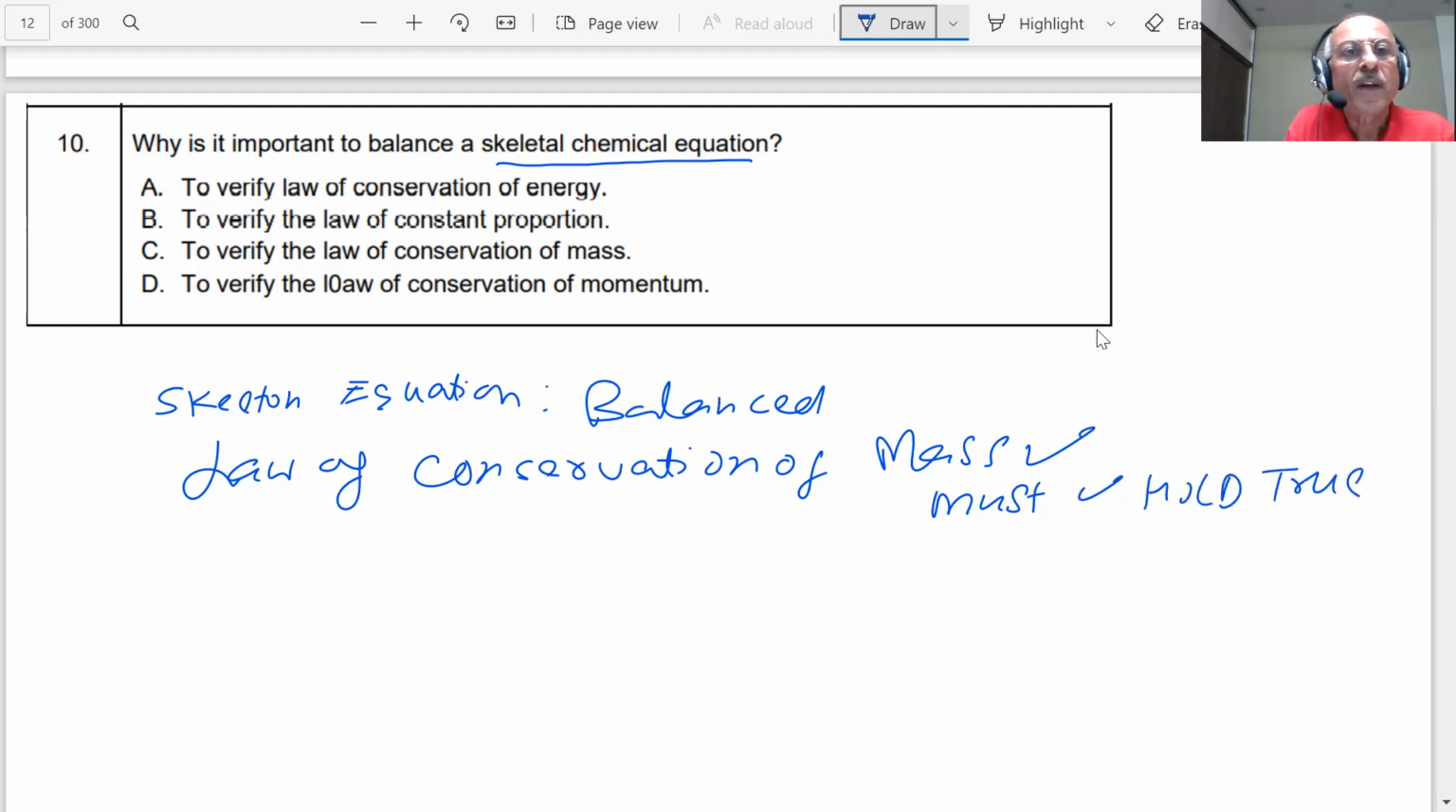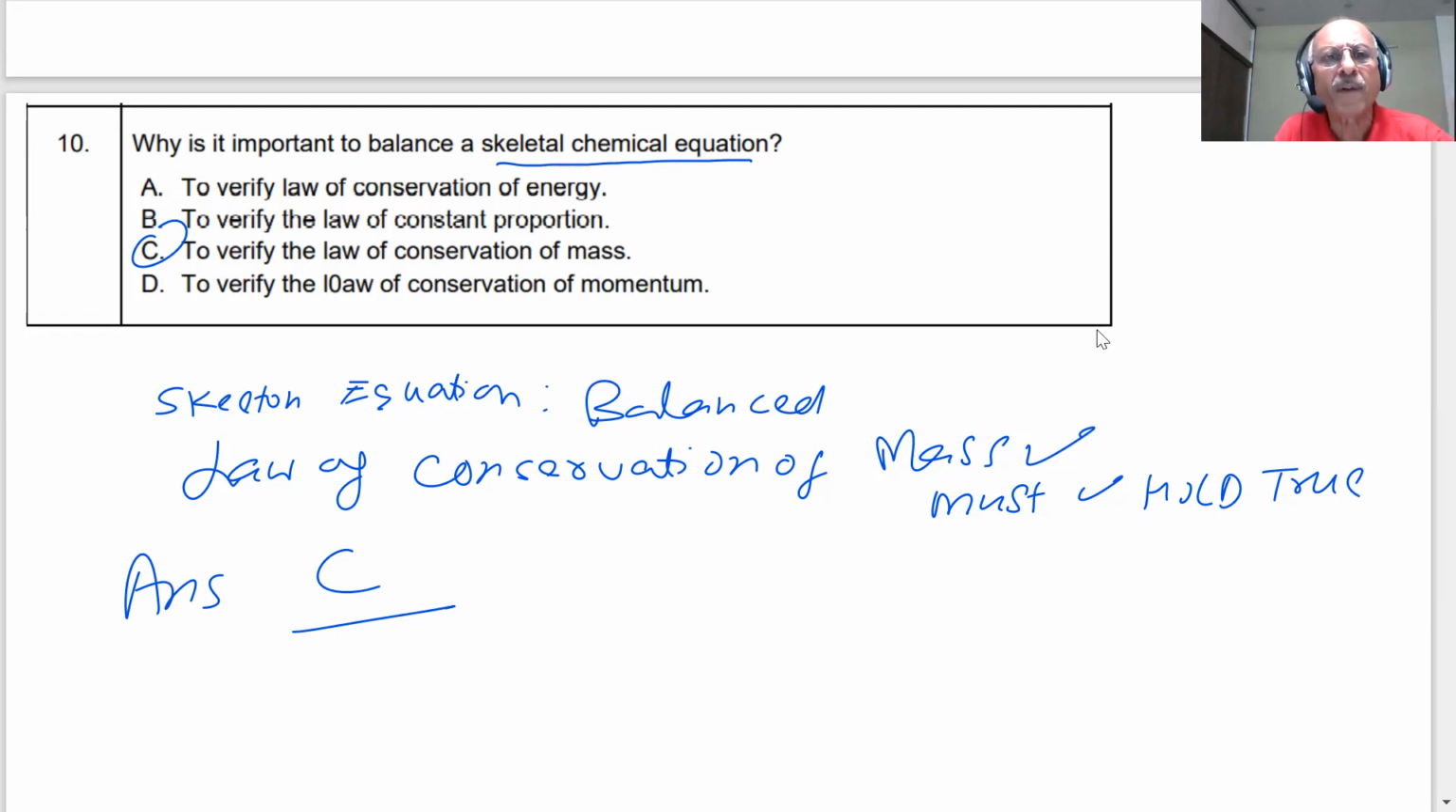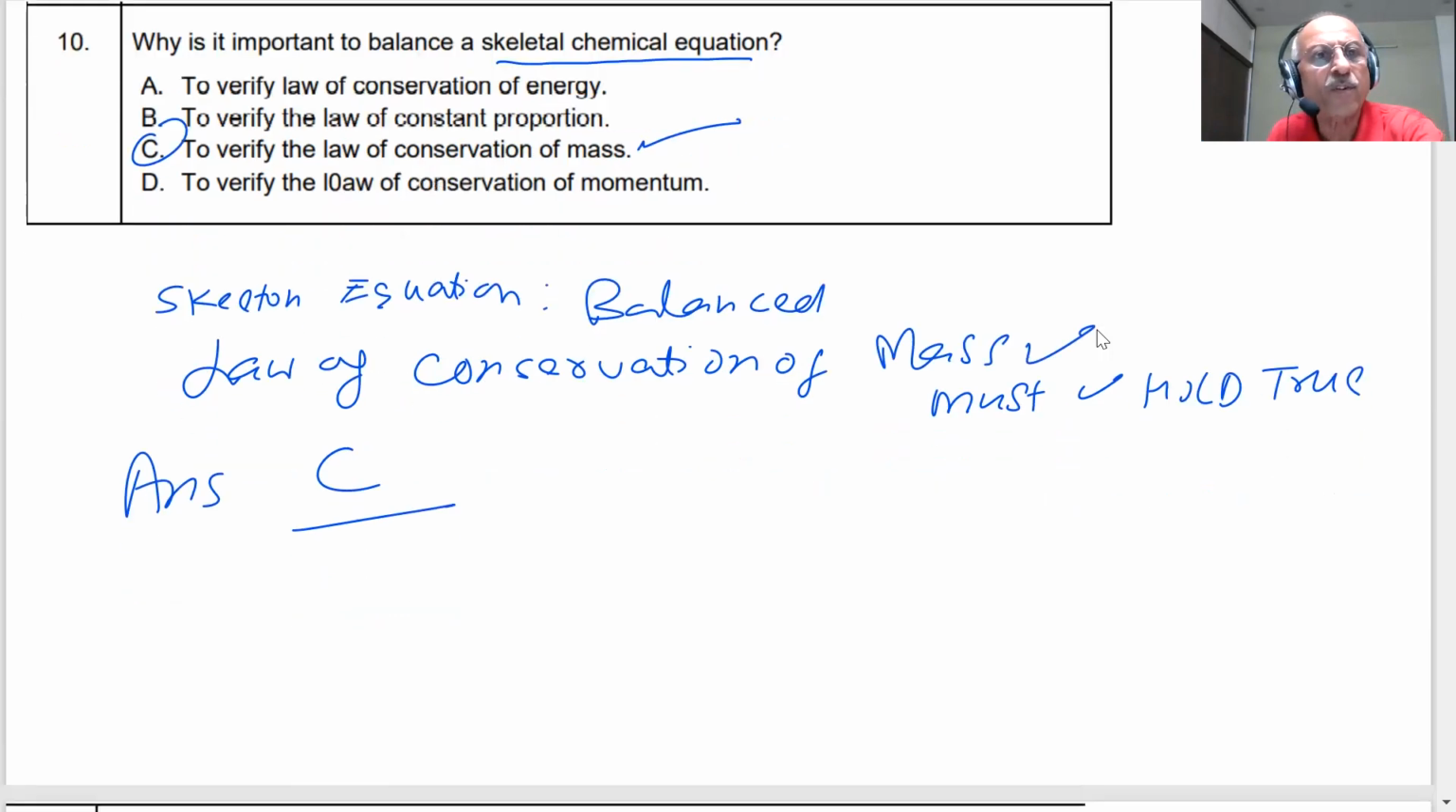So this is important. Therefore, it is not to verify the law, no; C is the correct answer. You already know the law of conservation of momentum, which you have studied in physics: when a collision takes place between particles, total momentum is conserved. The law of constant proportion you already studied: when a compound is formed, the elements combine in definite proportion by mass. And energy is conserved but can be converted from one form to another. Here the correct answer is the law of conservation of mass. Okay, next question.